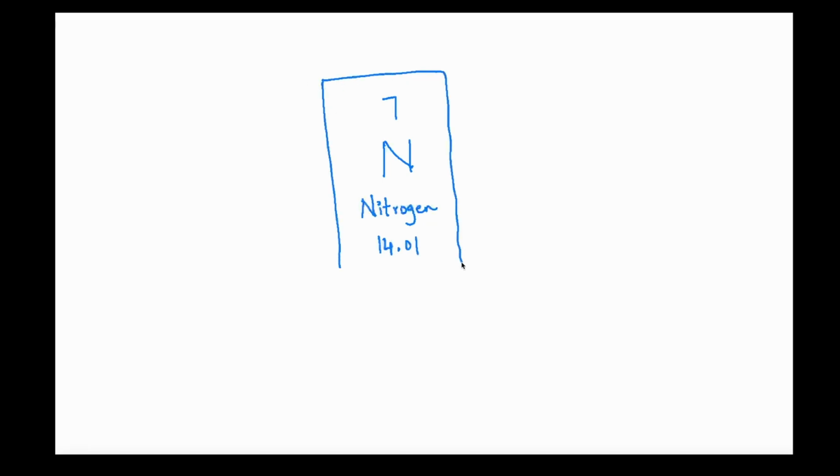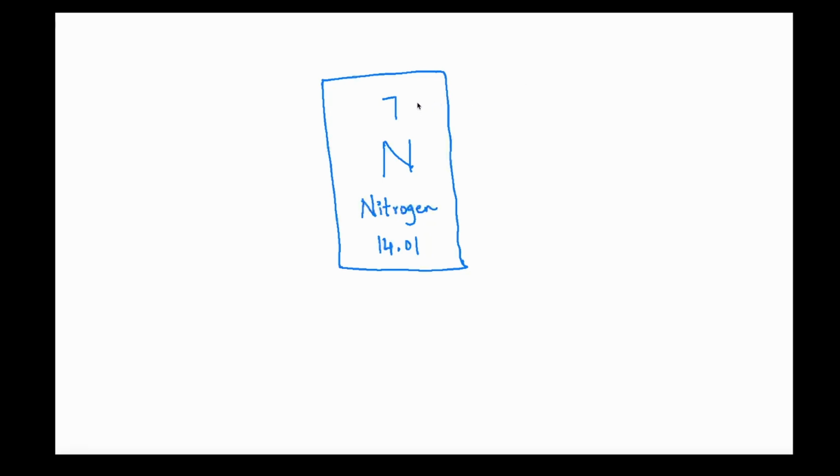If we look at the elements in the periodic table, this is how they would look. Let's take an example of nitrogen, and this is how the box would look. Now let's try to understand what each of these represent.